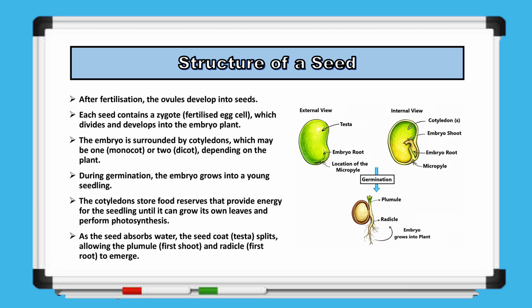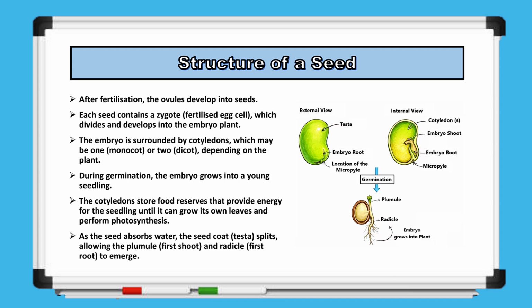When conditions are favorable, the seed absorbs water, which softens the seed coat, called the testa. This allows the radicle, the first root, to grow downward into the soil, and the plumule, the first shoot, to grow upward toward the light. The embryo then develops into a young seedling, starting the growth of a new plant. This structure ensures that the embryo is protected, nourished, and ready to grow into a healthy plant when the environment is suitable.